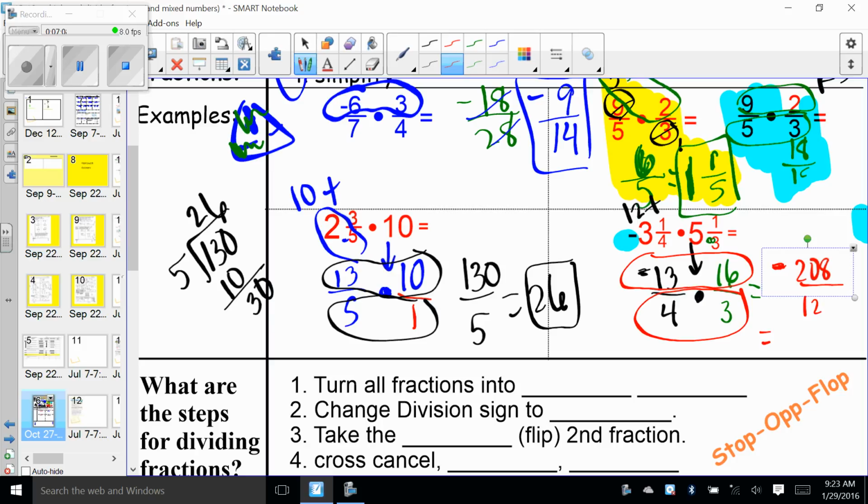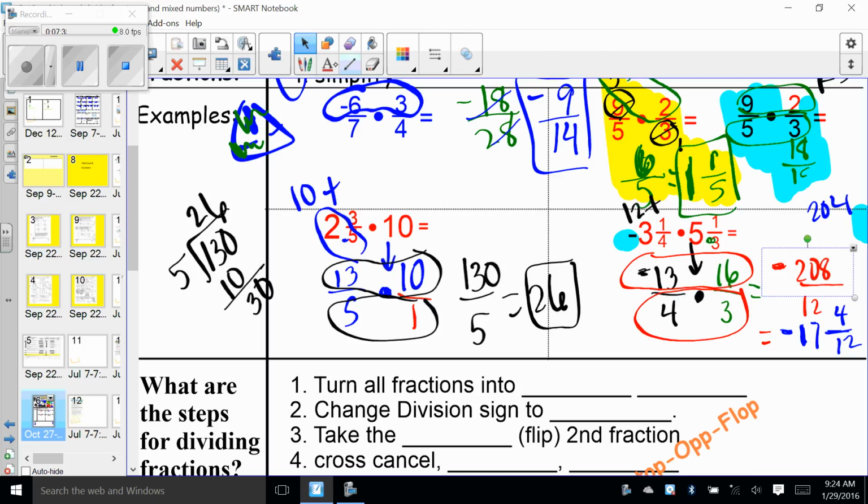Okay, so now we know the answer is going to be negative because we have a triangle problem here. And we want to know how many times does 12 go into 208? Well, it goes in there 17 times. And that gives us 204. So the remainder on that is 4 twelfths. So negative 17 and 4 twelfths.